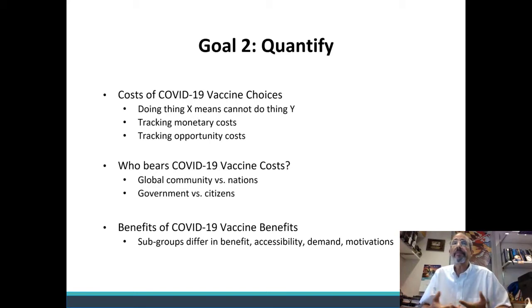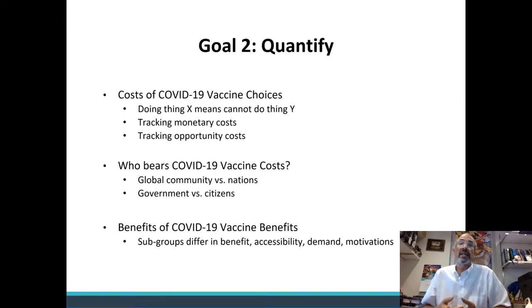Another very important part of coherence and cohesive choices is knowing what the benefits are. We know that there's differential benefit across groups of people in the world. People who are highly exposed to this disease benefit more from a vaccine. People who are more likely to die from this disease benefit more. So these differential benefits in vaccine are job number one.